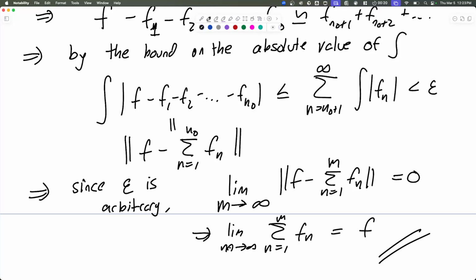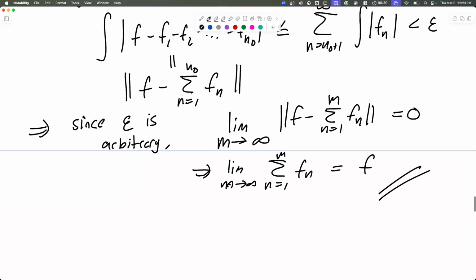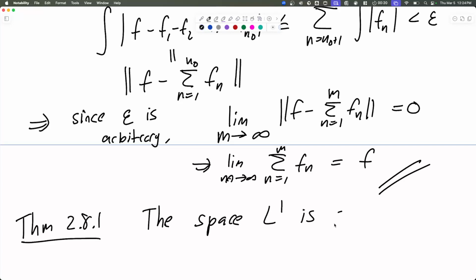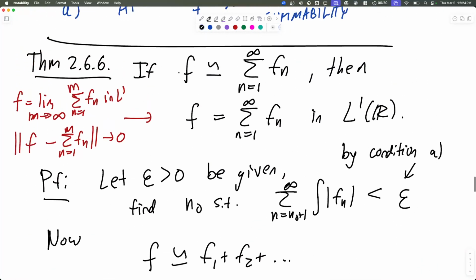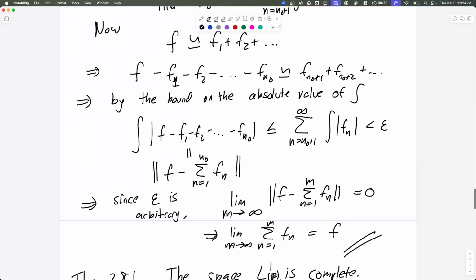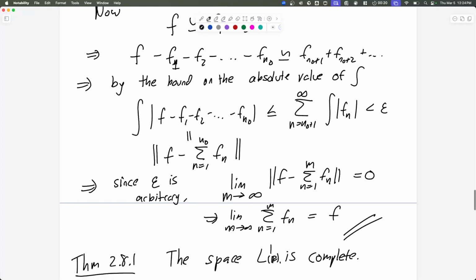The upgraded version of this is to say, actually, theorem 2.8.1 is that the space L1 is complete. And this was a major theme in chapter 1: when are things complete? When do sequences converge? Basically because of this, as long as you have absolute summability, things will be fine. Let me zoom out here if someone's still copying. Okay, that's what we're going to prove in a second.